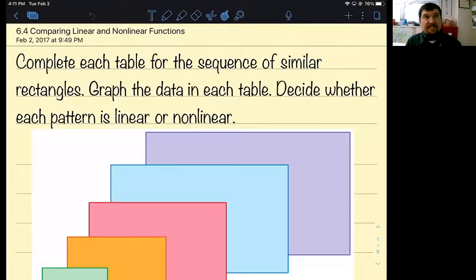All right, guys, this is section 6.4. There we go. You should be able to see the 6.4 notes on your screen right now. It's over comparing linear and nonlinear functions.